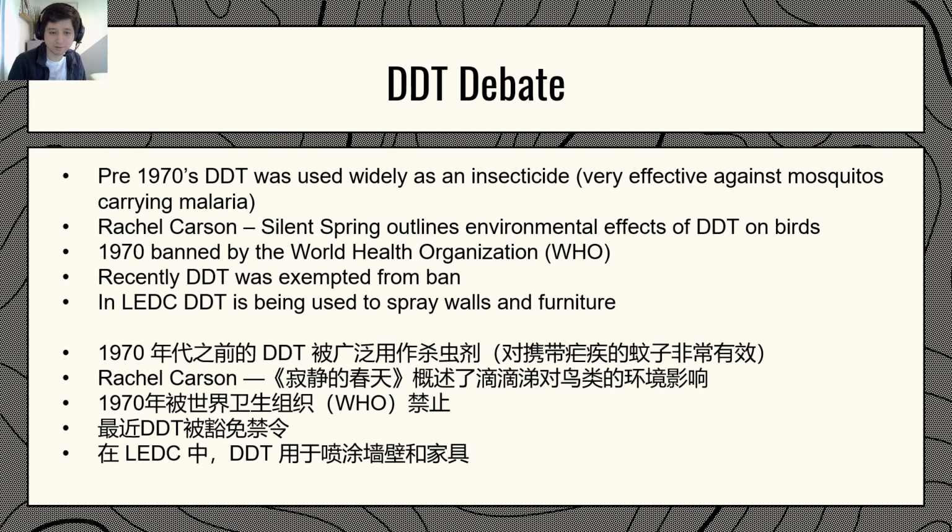But then Rachel Carson, in her book Silent Spring, outlined the environmental effects of DDT on birds. And as such, in 1970, it was banned by the World Health Organization, or WHO. Recently, DDT was exempted from the ban, which means there are situations in which it is allowed to be used, again, because it has utility. In LEDCs, these poorer, low economically developed countries, DDT is being used to spray walls and furniture to keep mosquitoes out and thus keep the disease away from families. So it was banned and then kind of unbanned in the last 60 years. There has been definite debate.